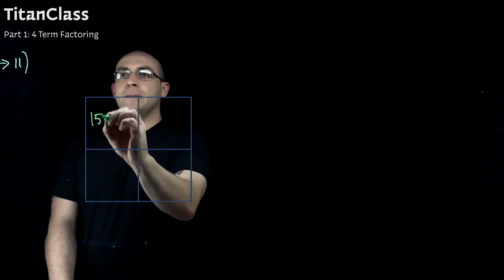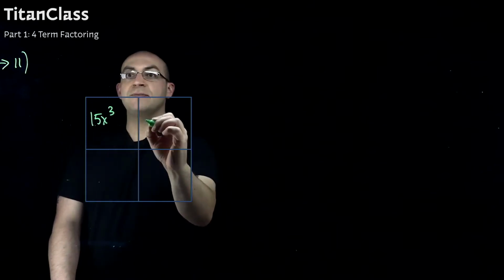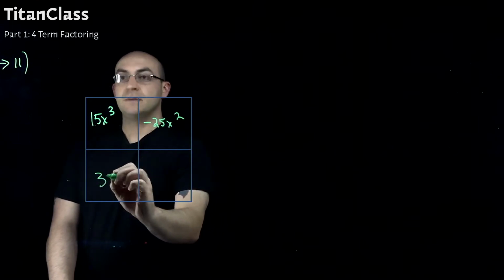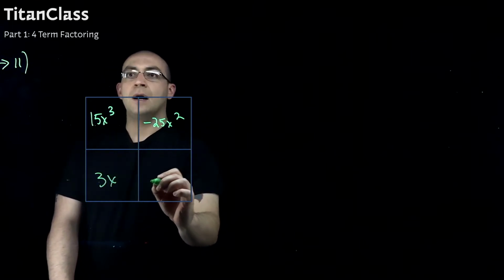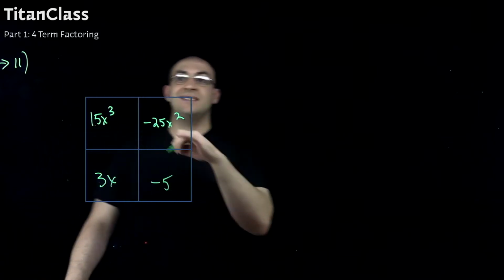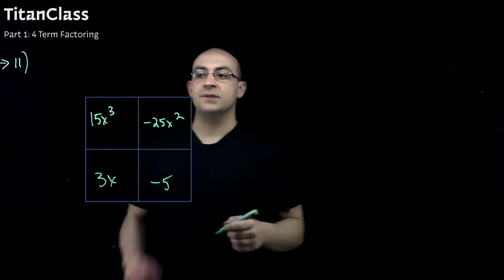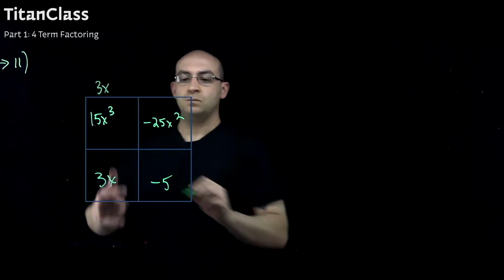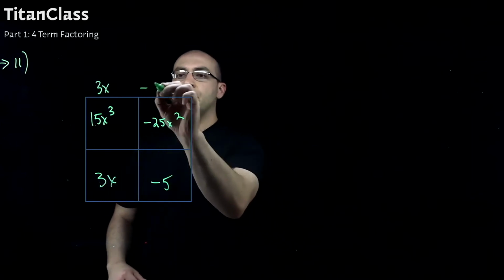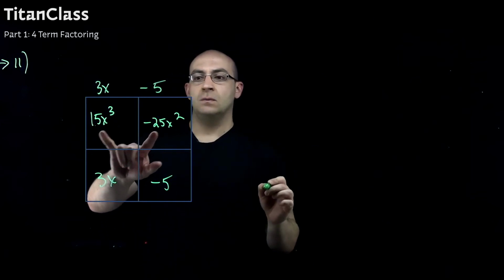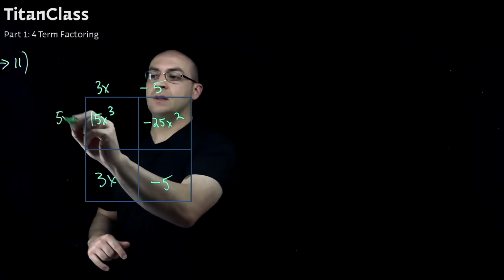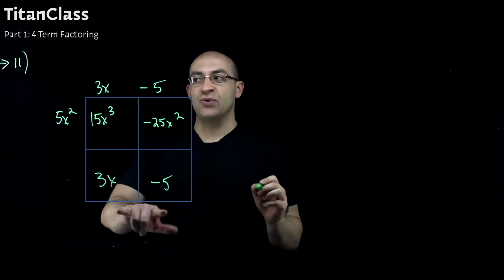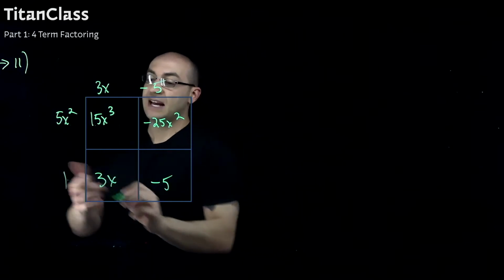15x to the third minus 25x squared plus 3x minus 5. I only have one more after this of this set of 4-term factoring, and we'll go to something different. So this video is not all of 4 terms. 3x comes out. Negative 5. 5x squared, right? Interesting. Nothing. I can't take anything out. But when you think nothing to yourself, it's 1. I have to have something here.